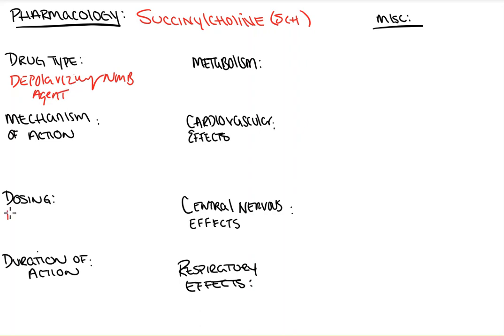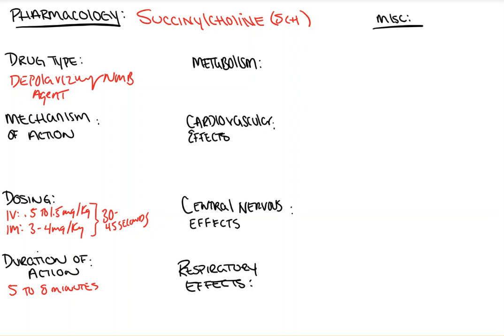Now dosing comes IV and IM, with IV being anywhere from 0.5 to 1.5 mg per kg, and IM being usually 3 to 4 mg per kg. This will produce muscle relaxation at about 30 to 45 seconds. As for duration of action, we're talking anywhere from 5 to 8 minutes usually, at least with a normal phase 1 blockade, which is something we'll talk about a little bit later.